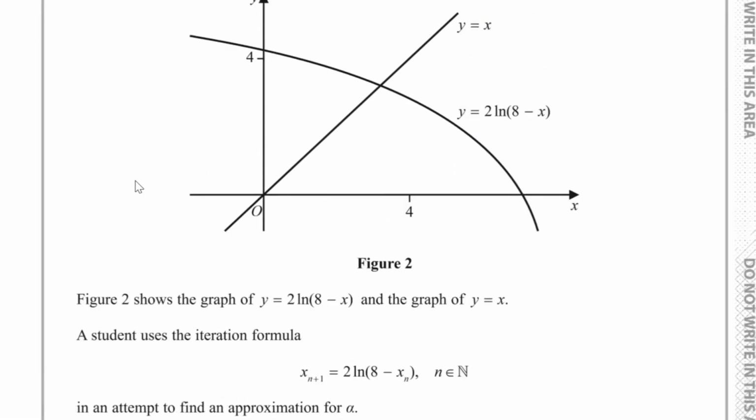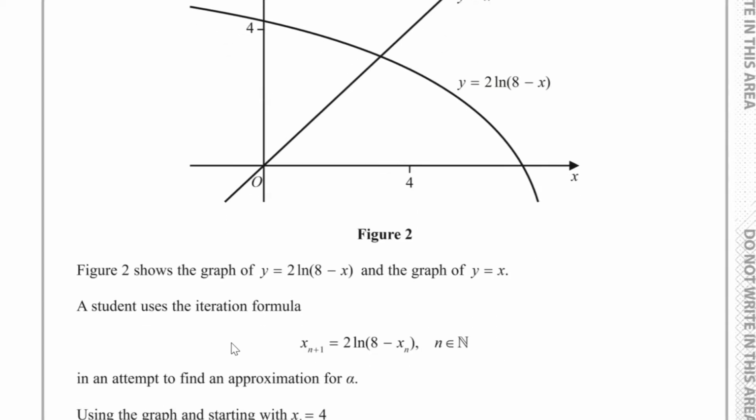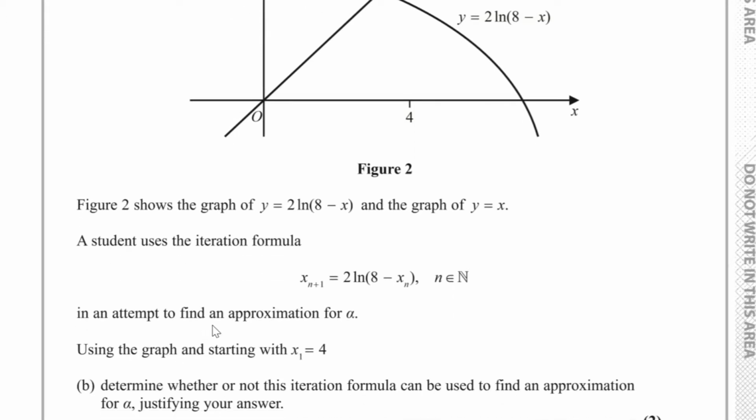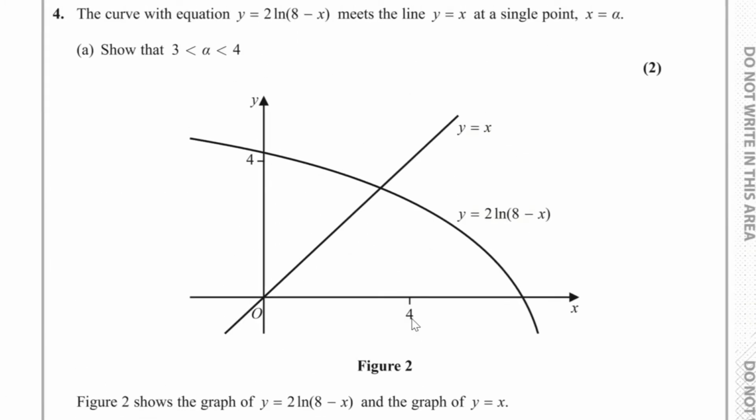And then we have figure 2 over here, which shows the graph of y equals 2 times the natural log of 8 minus x, and the graph of y equals x. A student uses the iteration formula xn plus 1 equals 2 times the natural log of 8 minus xn, where n is a natural number, in an attempt to find an approximation for alpha. Using the graph and starting with x1 equaling 4, we have to determine whether or not this iteration formula can be used to find an approximation for alpha, justifying your answer.